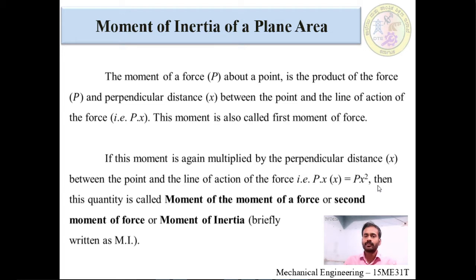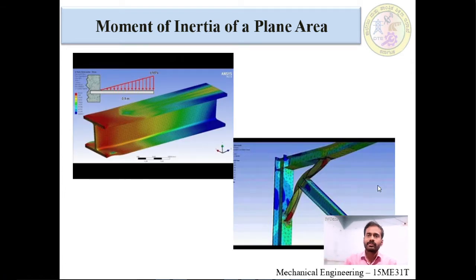If this moment is again multiplied by the perpendicular distance x, that is the moment of force is multiplied with the distance x again, then it is Px into x, that is equal to Px square. So, this quantity is called second moment of force, or it is called as a moment of inertia. Briefly, we will write moment of inertia as MI. Okay. So, we have few applications of moment of inertia.